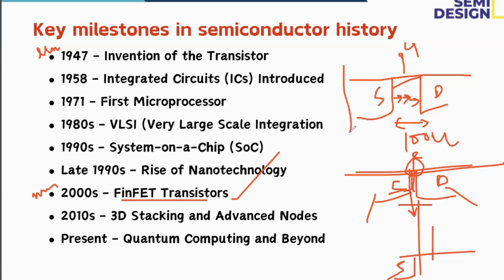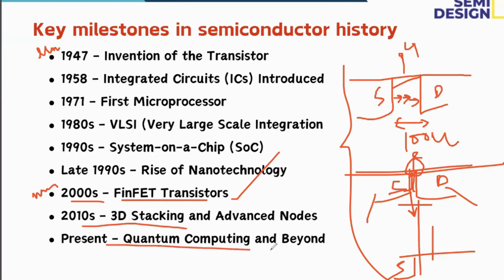So with each technology, it is the same transistor, but we are minimizing the limitations and manufacturing the transistor according to our usage. By avoiding the limitations, like GAFET, nanosheet, MBCFET is nothing but nanosheet, we are overcoming the limitations in each technology. That's why in 2000 FinFET transistors were introduced, and in 2010 3D stacking and advanced nodes, like nano nodes, were introduced.